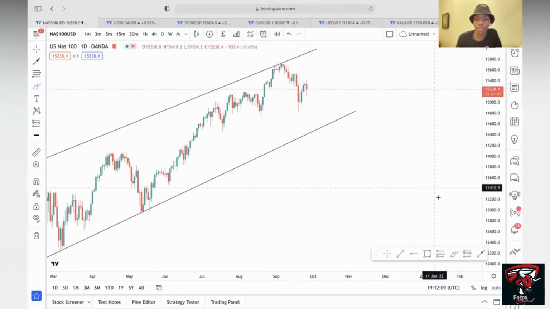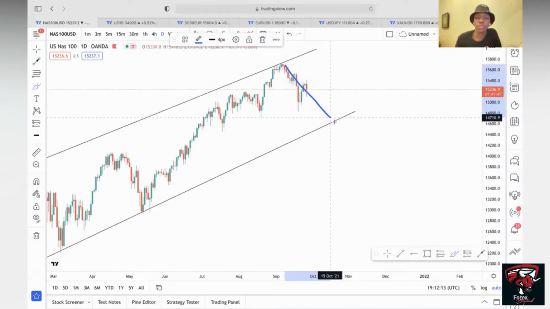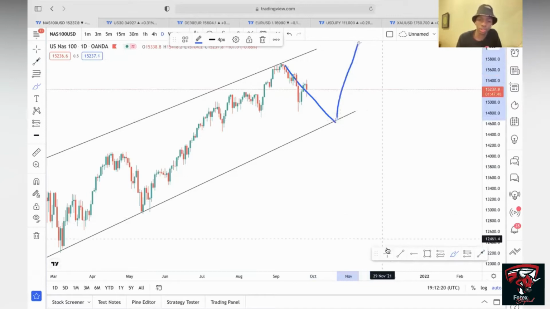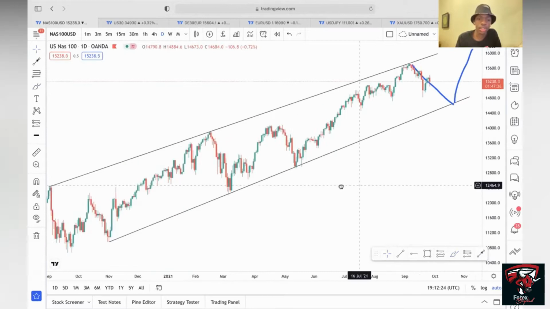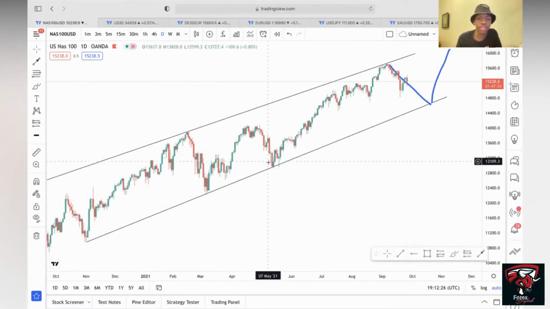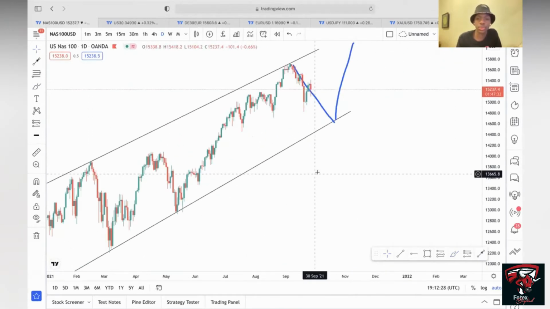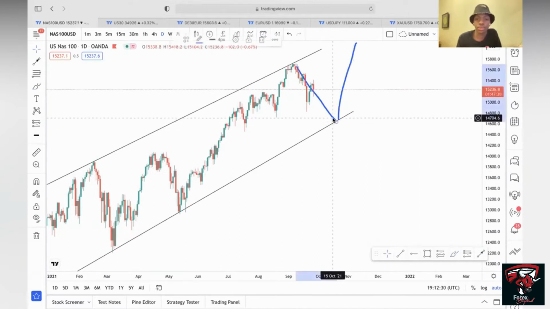Overall, what are we looking for? I'm expecting Nasdaq to drop all the way back down to this trend line. See how it reacts. If it respects, I'm expecting Nasdaq to carry on pushing up. As you can see, this is our upper trend line. We have a first touch, second touch, third touch, fourth touch, and so we can anticipate the fifth touch. But this is daily, right?